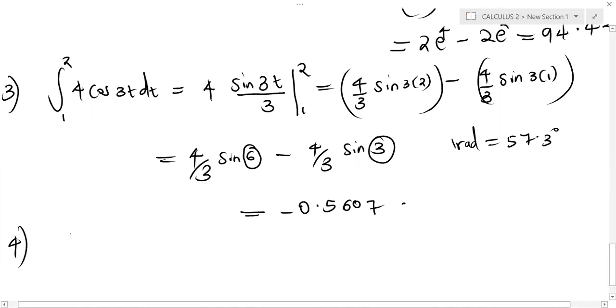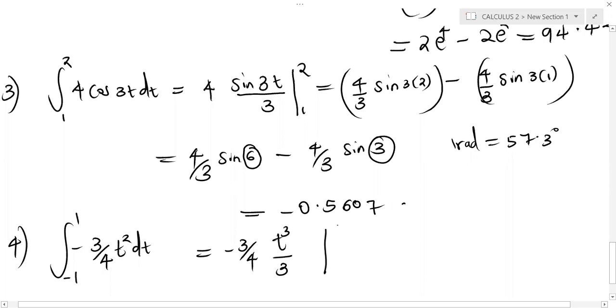One last example. Let's say you're being told to evaluate the integral from -1 to 1 of -3/4 t squared dt. Now I can write the -3/4 here, then integrating t squared will give t cubed over 3. We are evaluating from -1 to 1. This 3 goes with that 3, so I have -1/4 t cubed. The range is from -1 to 1.